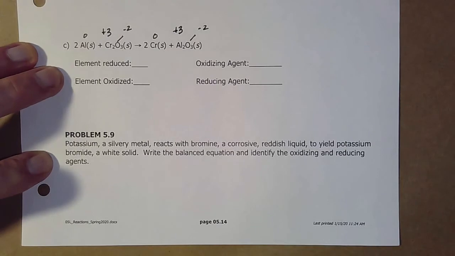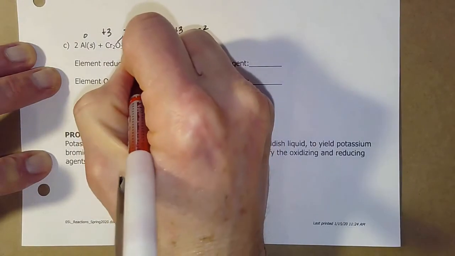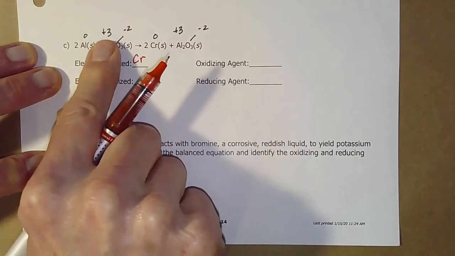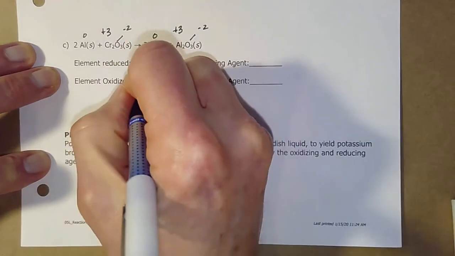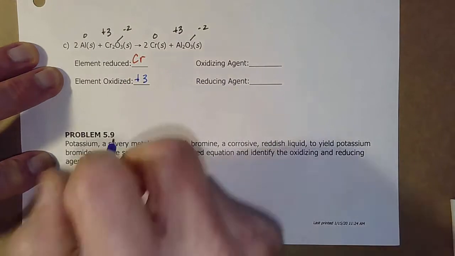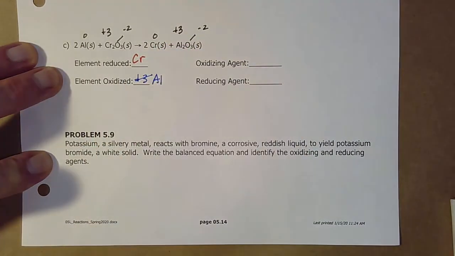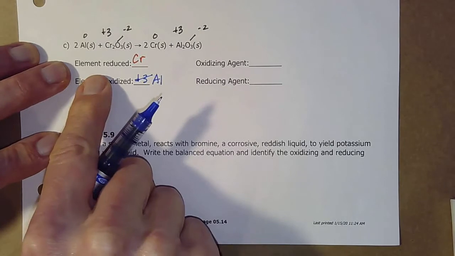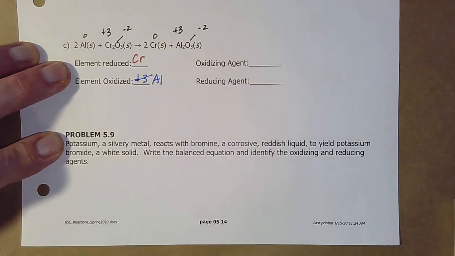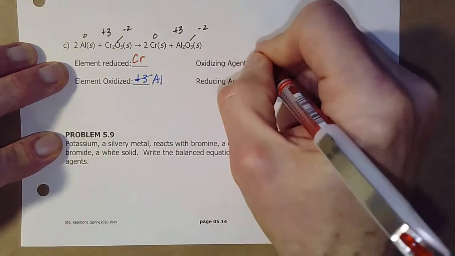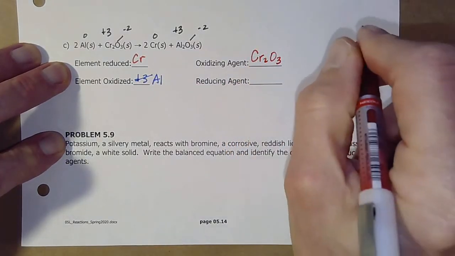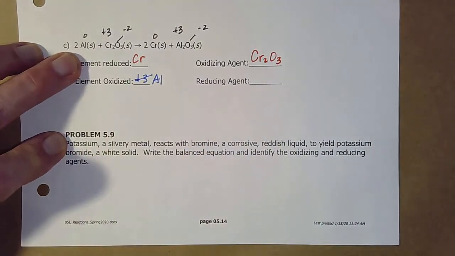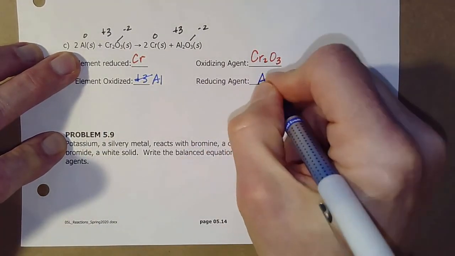Okay, whose charge was reduced? Chromium. Chromium went from plus 3 down to 0. Aluminum went from 0 up to plus 3. Well, whatever element got reduced is inside the oxidizing agent. So the oxidizing agent must be Cr2O3. Aluminum got oxidized. It must have been the reducing agent.